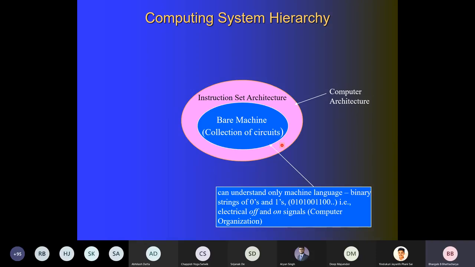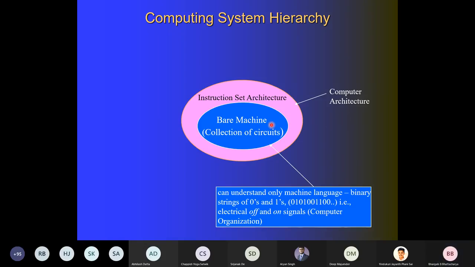So when you observe the machine from this level, enveloped with the instruction set architecture, this machine appears to you to be capable of performing certain instructions like addition, subtraction, move, shift, etc. That collection of instruction set, as visible to an assembly level language programmer, is called the computer architecture.